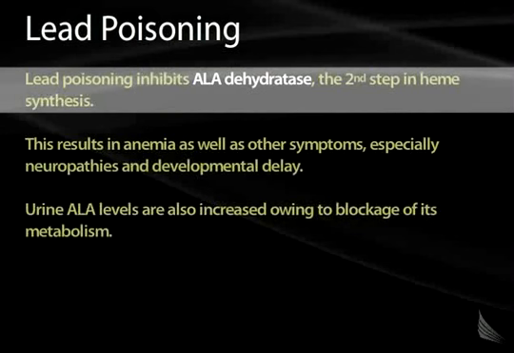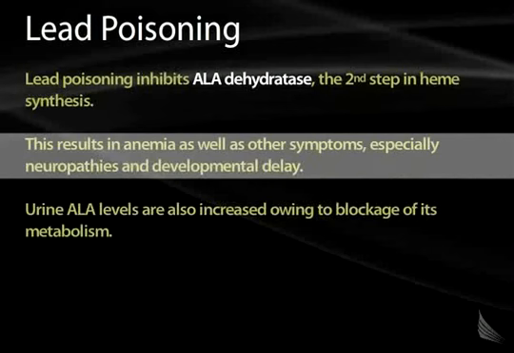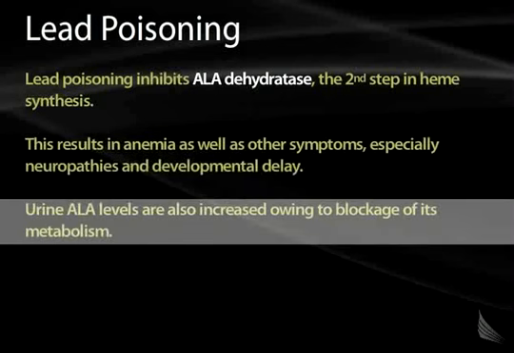Lead poisoning inhibits ALA dehydratase, which is the second step in heme synthesis, and this results in anemia, as well as other symptoms, including neuropathies and developmental delays and so forth. Urine ALA levels are increased owing to a blockage of its metabolism, and so the detection of increased levels of ALA in the urine is one way that you can detect lead poisoning.